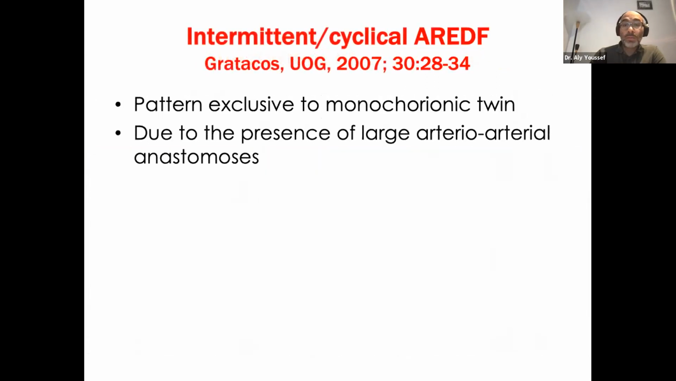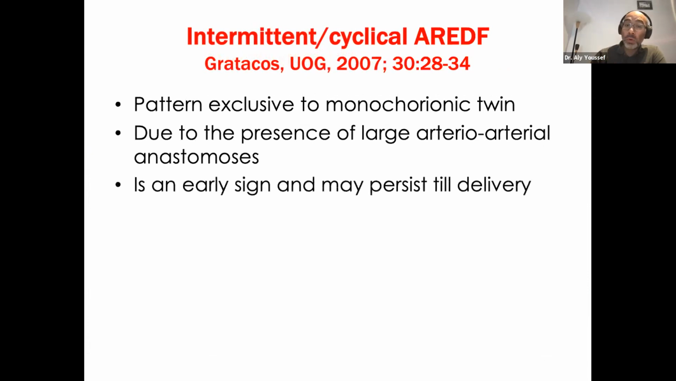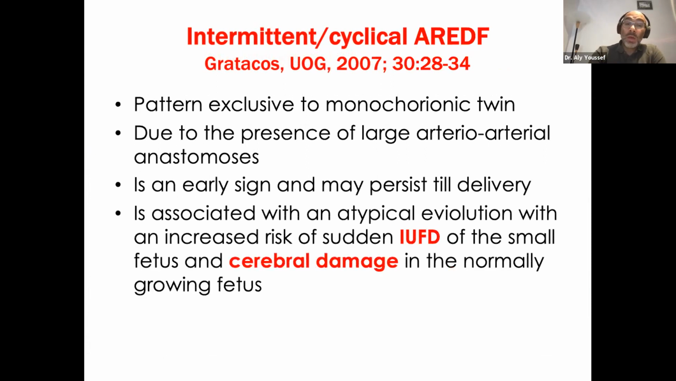So it's a pattern which happens in monochorionic twin pregnancies, and it may happen very early and persist till delivery. The problem with having type 3, which is the intermittent cyclical absent or reversed end-diastolic flow, is that intrauterine fetal death may happen, and it's almost always unexpected. So there is no gradual deterioration in the worsening of the pattern.